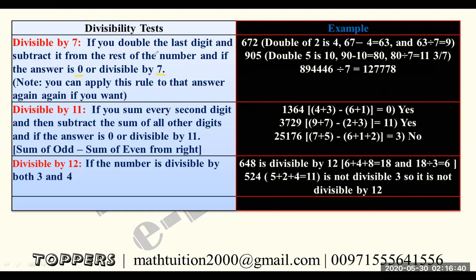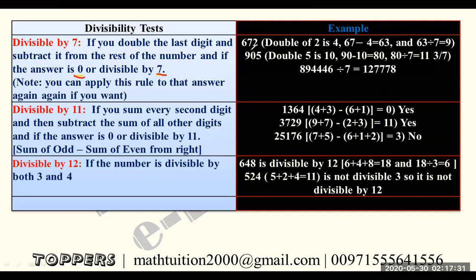What do you have to do? Double the last digit and subtract that number from the rest of the number, and if the result is 0 or a multiple of 7, it means the given number is divisible by 7. This can be applied to the answer again and again. It means if you are getting a 3 or 4 digit number and we cannot say easily whether it is divisible by 7, we can again apply the same rule and bring a big number down to small, below 100, where we can say easily whether it is a multiple of 7 or not.